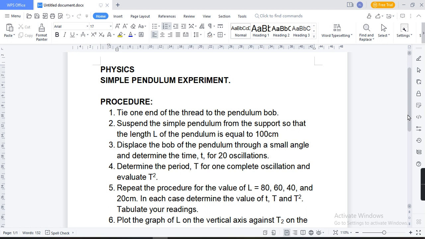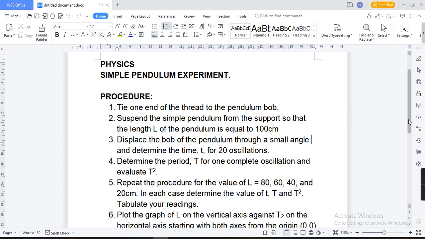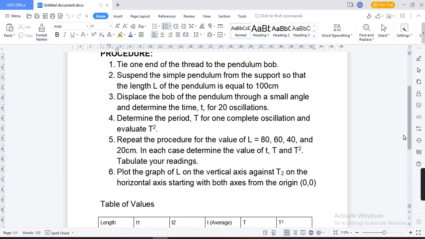Then you displace the pendulum through a small angle. The angle is not given here, so we are at liberty to choose any angle we want, 30, 25, 40, or a small angle. Then we are going to measure the time t for 20 oscillations, and then we also record the period, capital T, which is the time it takes to complete one oscillation. Then we divide it by 20, and then we evaluate T squared, which means we find the square of the value we have for T.